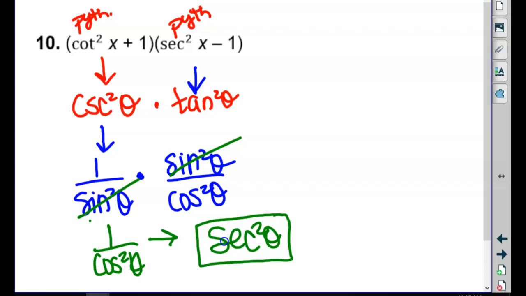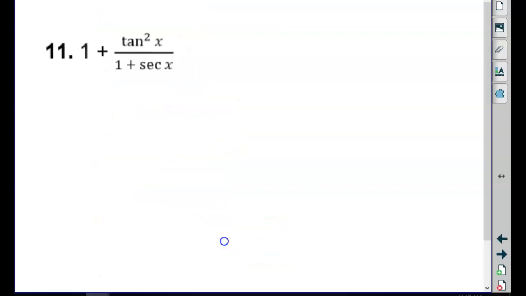Everybody good? What do you want to do here? Is it tangent squared? You guys tell me, do you want to get a common denominator or you want to trade something out? This is what we have. We have 2 terms added together. But can't we trade a tangent squared for a what, guys?